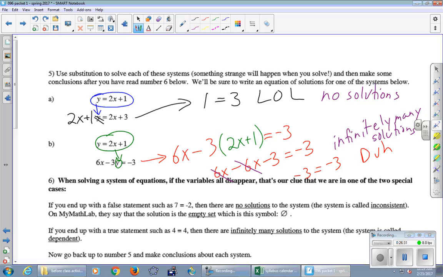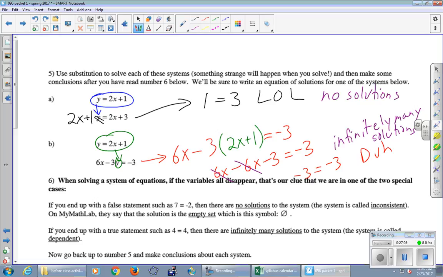Serena. The fact that the x's disappeared means it's either none or infinitely many. Those are the only possibilities. If the x's disappear, then having one solution is not possible. Because if there were one solution, you'd have an equation that you could solve for x. You'd end up with x equals 79 over 81 or something like that. So the x's disappear. That's supposed to trigger a little warning bell in our head. Hey, it's one of the two special cases. No solutions or infinitely many.